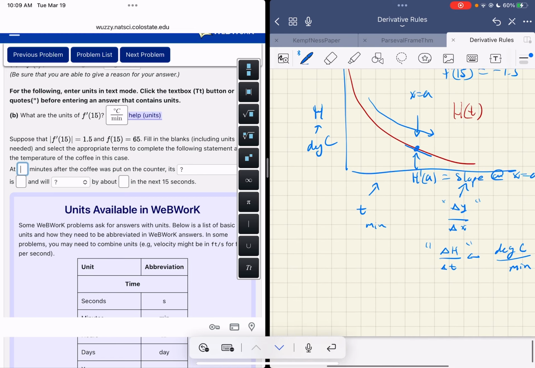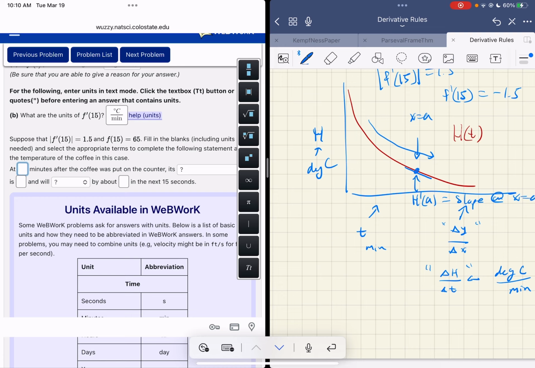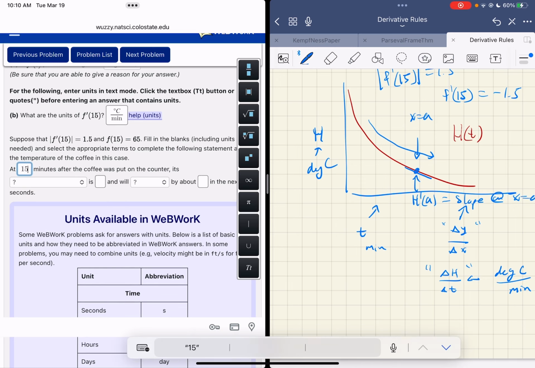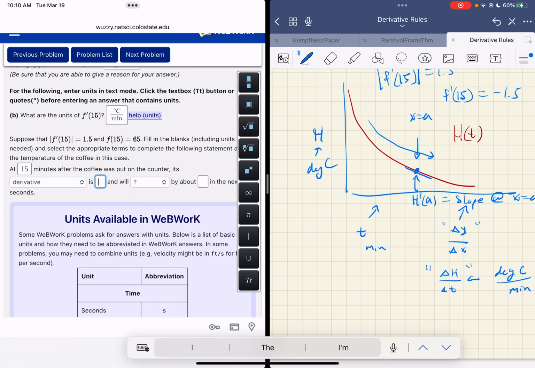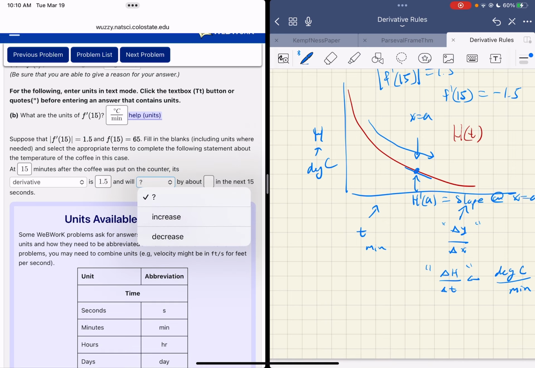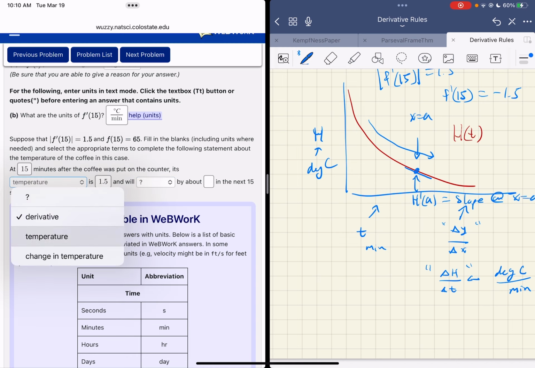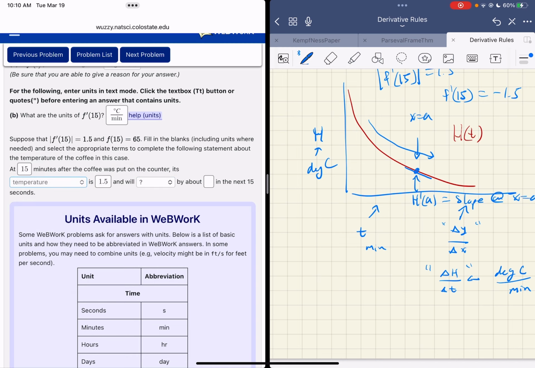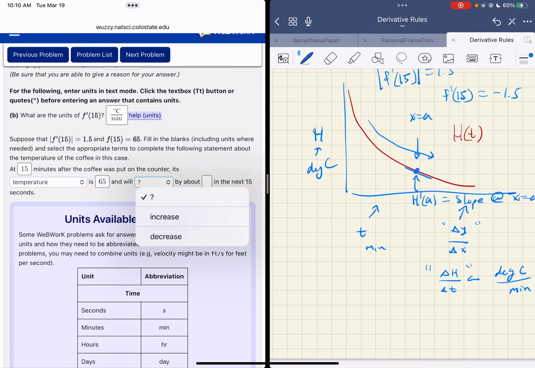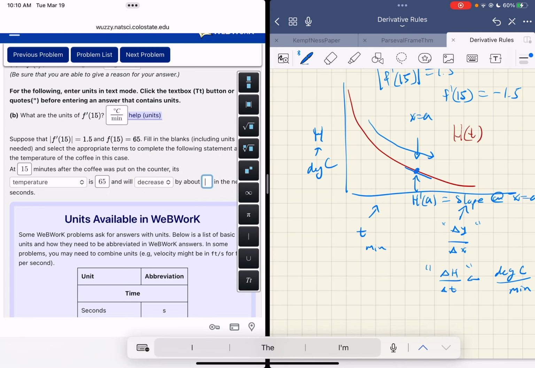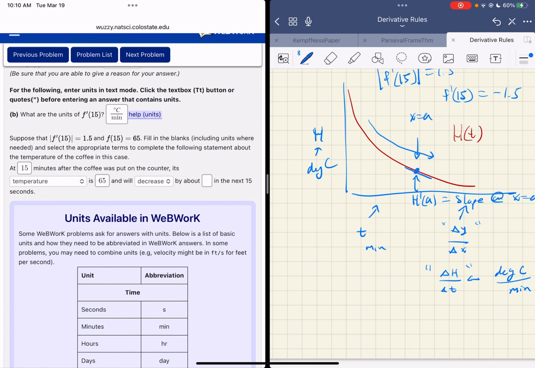So, all right. They're giving us some blanks that are setting us up for a linear approximation, it looks like. But all right, so at 15 minutes, after the coffee was put on the counter, its derivative, sure, is, I suppose, maybe it wants 1.5 here, I don't know. Okay, so never mind, I see. All right, so at 15 minutes, the coffee was put on the counter, its temperature, okay, what is its temperature? It was 65, but the temperature will decrease by about, okay, so now we have to use this approximation.